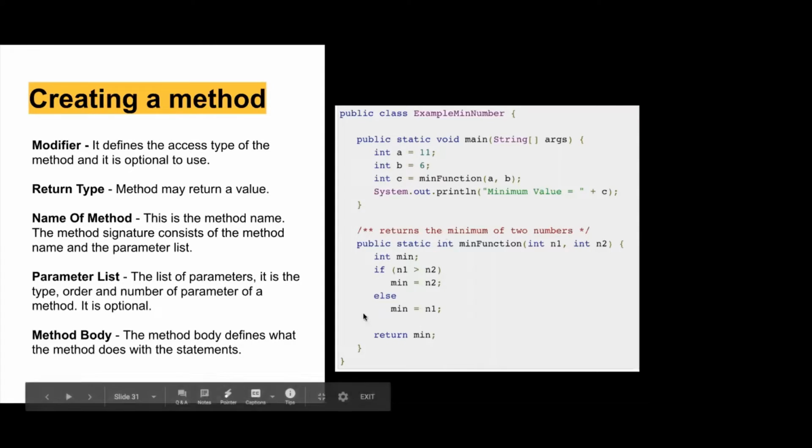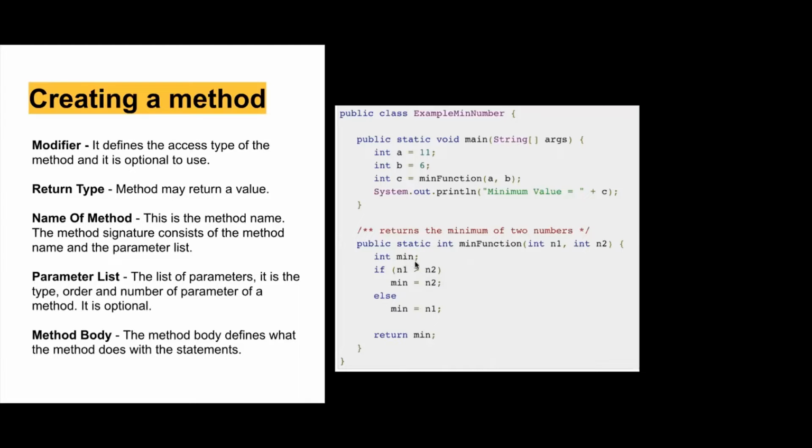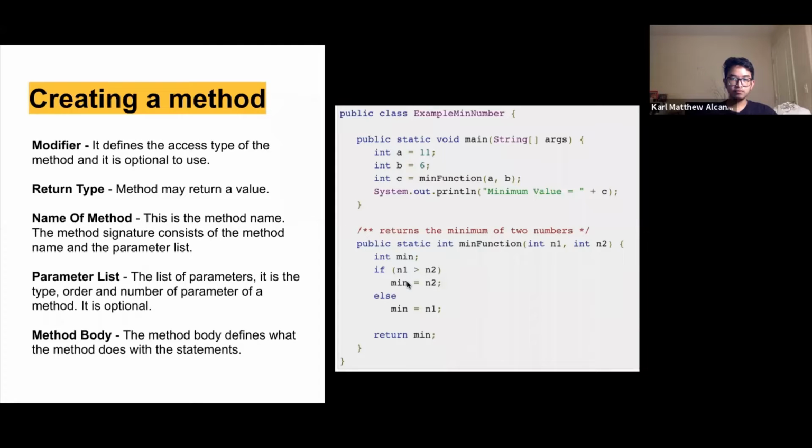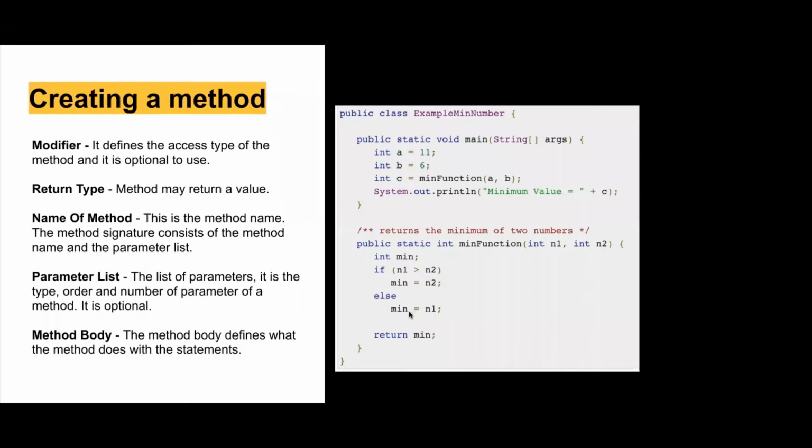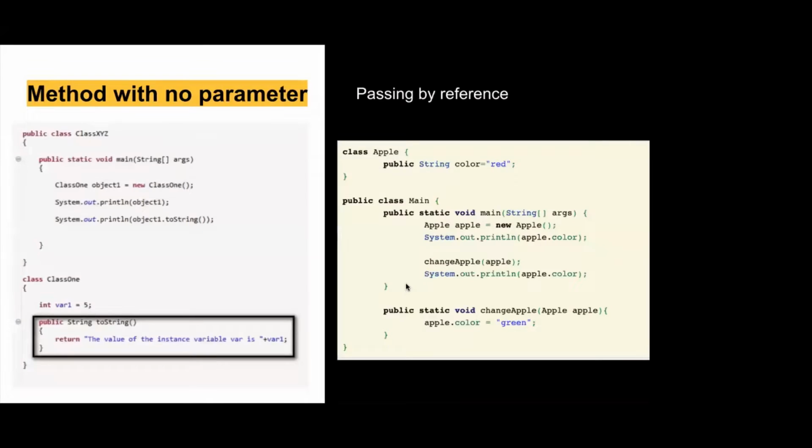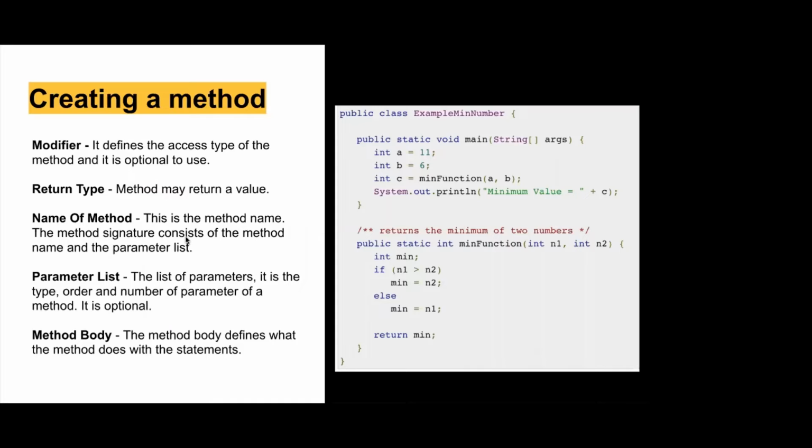So inside of this body, it will declare an integer mean, but it doesn't give the mean any value. Then it's a conditional statement. If N1 greater than N2, if 11 greater than 6, which in this case is not, so we just jump to else. So mean equals to N1. Sorry, in this case, 11 greater than 6, so mean will be set to 11.